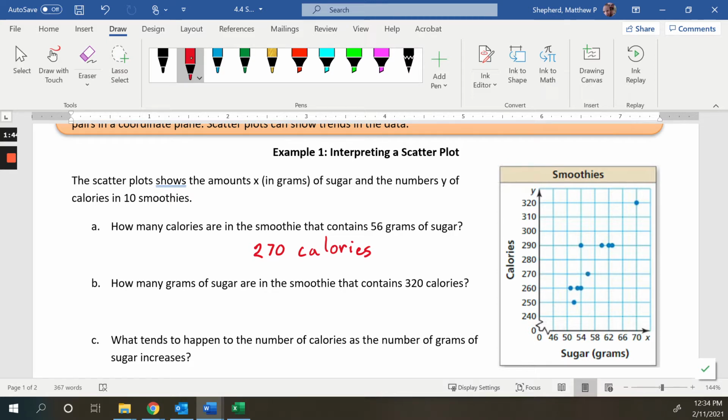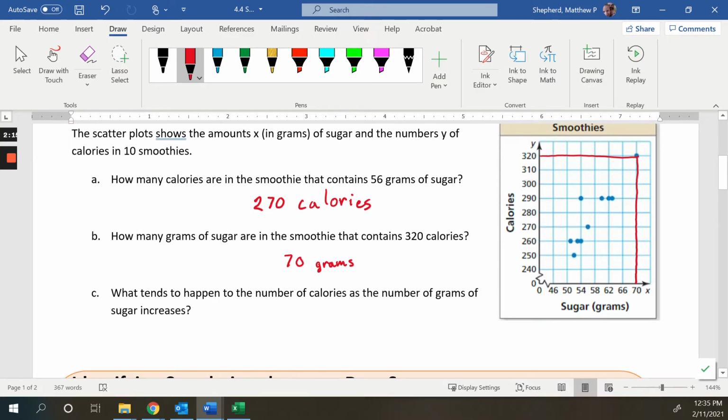Okay, how many grams of sugar are in a smoothie that contains 320 calories? So I'm going to start with the calories up at 320. And we've got an example of a dot over there. So with that particular smoothie, that smoothie had 70 grams of sugar.